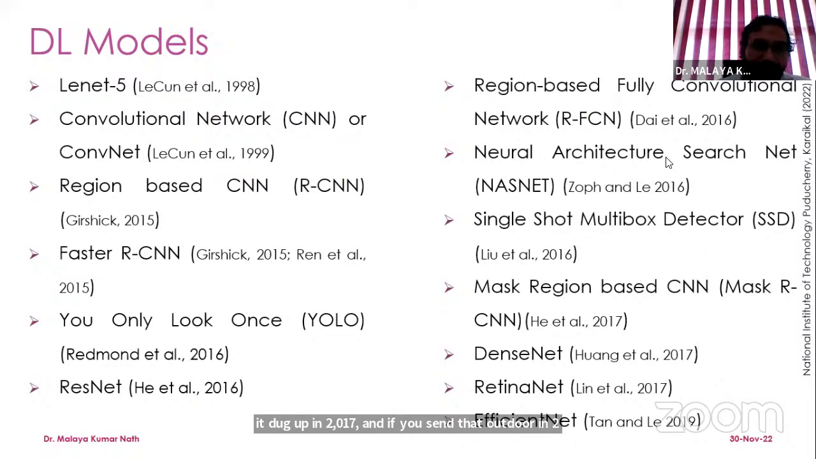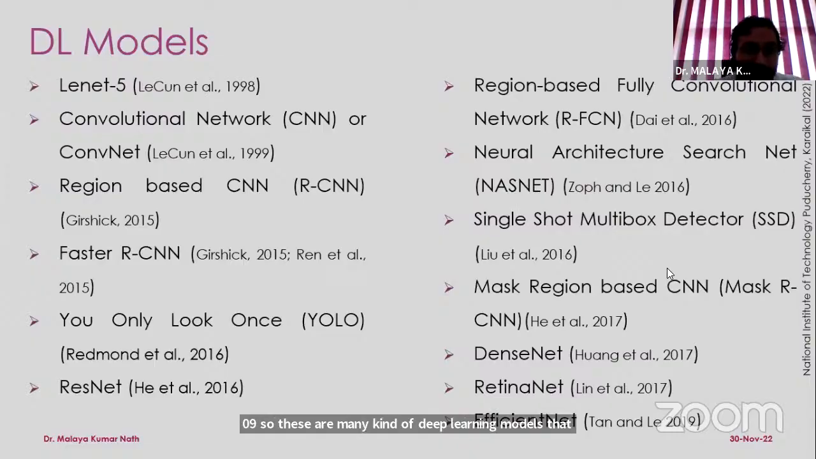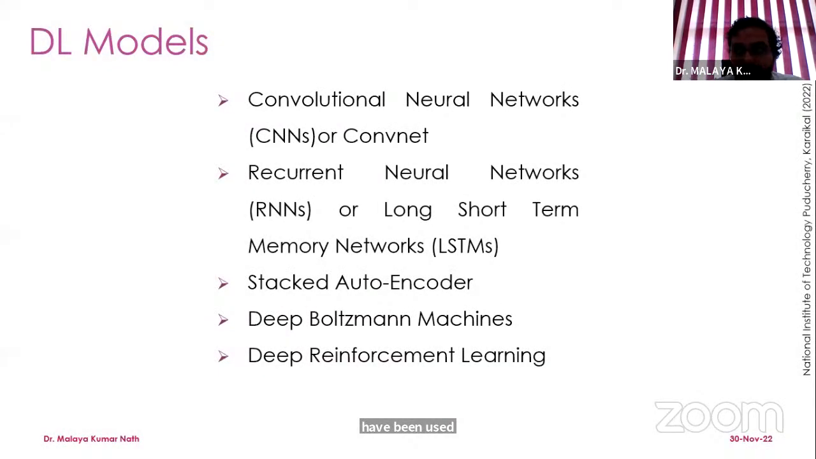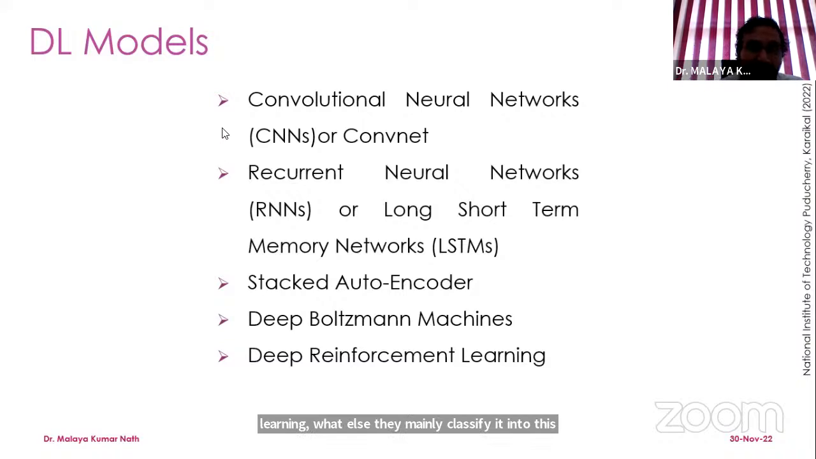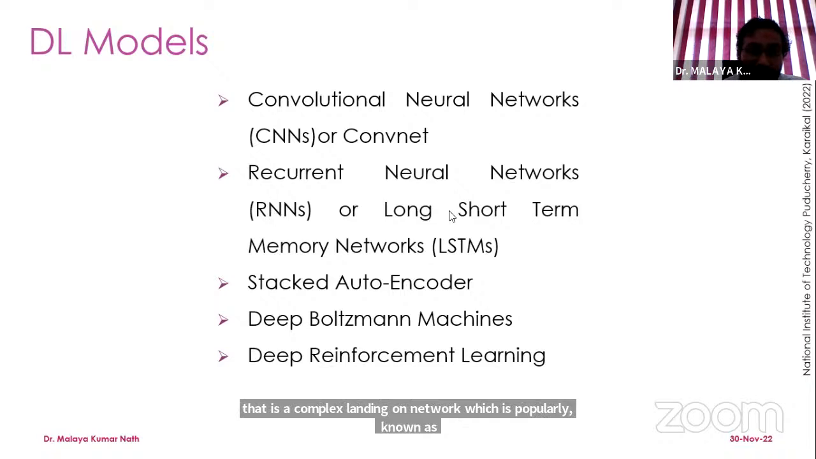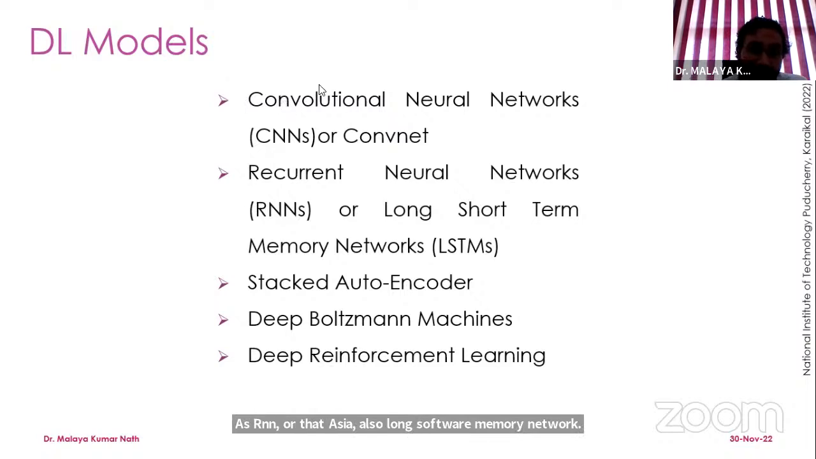So these are many kinds of deep learning models that have been used for different types of applications. But if we categorize these deep learning models, they are mainly classified into five categories. Here I have summarized the five different categories of deep learning models. That is the convolutional neural network, popularly known as CNN or ConvNet; the recurrent neural network, popularly known as RNN, which includes the long short-term memory network. If we look at the convolutional neural network and the recurrent neural network, the convolutional neural network doesn't have memory, whereas the recurrent neural network, popularly known as LSTM, has memory. Then stacked autoencoders, deep Boltzmann machines, as well as deep reinforcement learning.